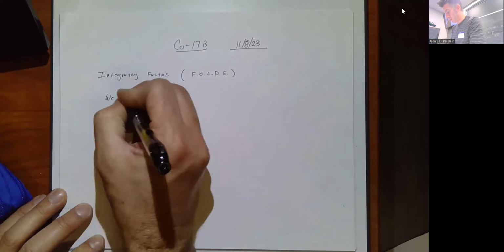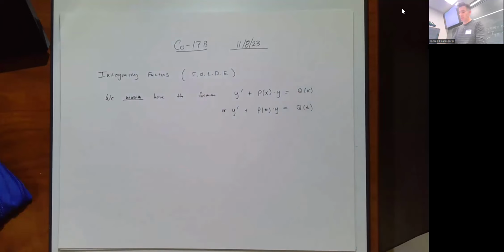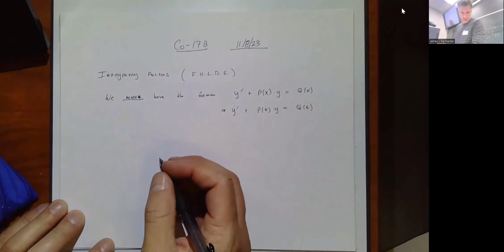y prime plus your function of either x or t, or whatever your other variable is, times y equal to some function of x. Or if it's in terms of t, y prime plus p of t times y equal to q of t. You have to be able to write it in that format exactly to be able to use the integrating factor. So here's an example that hopefully will turn out just fine.